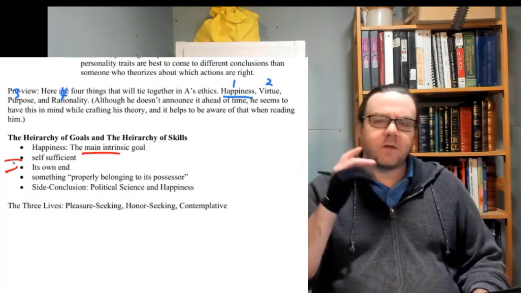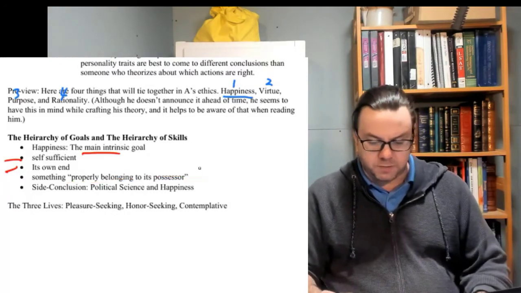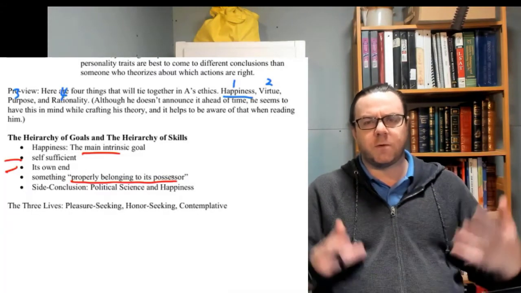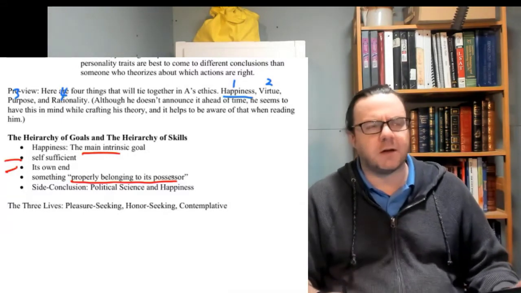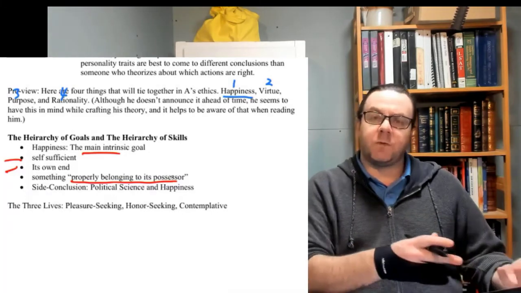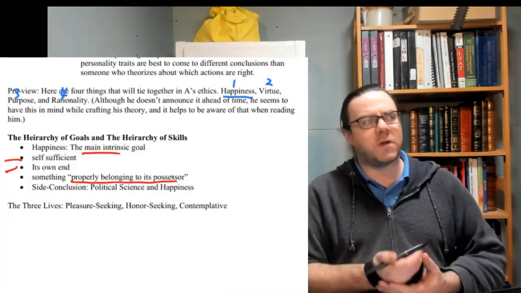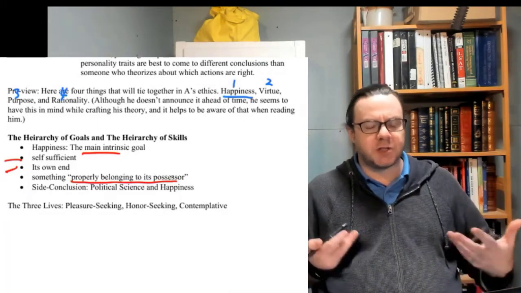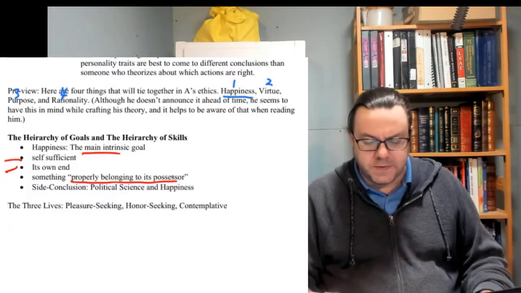And another phrase he uses that's maybe a little puzzling is he says that it's properly belonging to its possessor. The idea maybe here is that other things, once you get them, it's only temporary that you have them, and they're still sort of external to you. Like, you buy a fishing pole so that you can go fishing, and then you catch a fish. Now you've got this fish, but it's not as much internal to you. It's not as much a part of you as maybe happiness, which is the ultimate goal here.